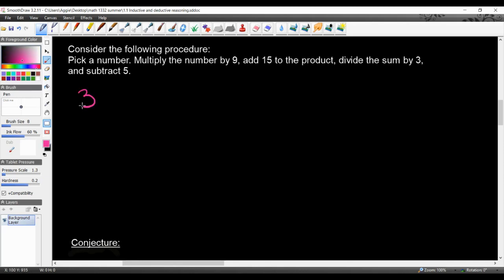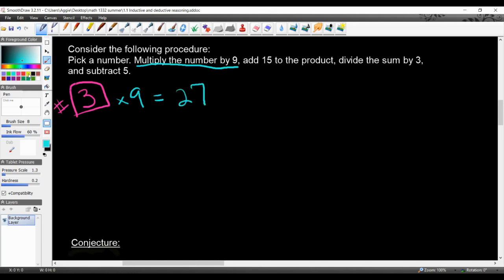So I'm going to start with 3. This is my number, okay? This is the number I'm choosing. And it says multiply the number by 9. So I'm going to go ahead and color code all this just so we're on the same page. So we're going to multiply this 3 by 9. So times 9, 3 times 9 is 27.